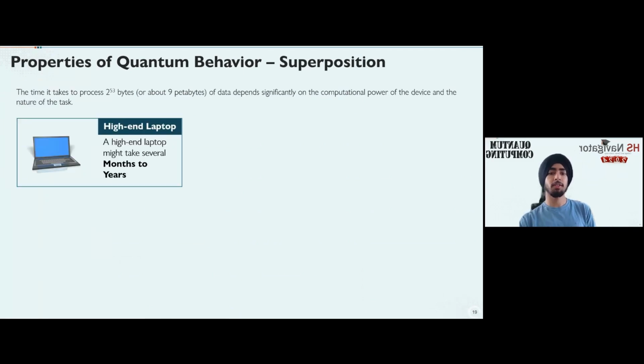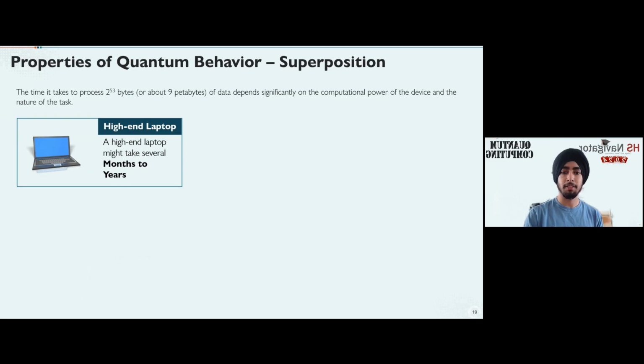So what are the advantages of the superposition property? Why do we care about this? Let's say you want to process about 9 petabytes of data. This is an insanely large amount of data. 1 petabyte is around 1,000 terabytes, and each terabyte is 1,000 gigabytes. Imagine how much storage that takes up. So let's say you want to process about 9 petabytes of data, like all the YouTube videos that were uploaded over the last 10 years.